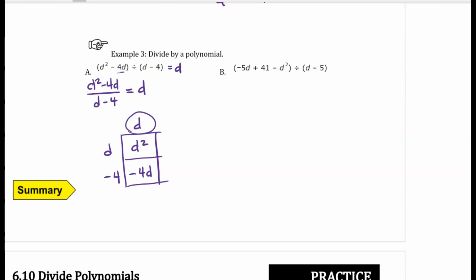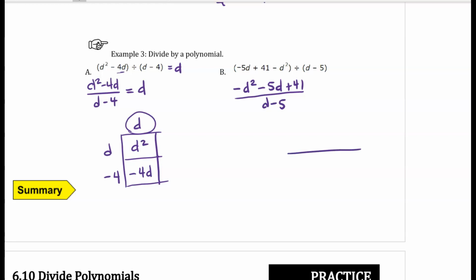Look at the next example. The more terms we have, the bigger our box is going to be. We also have to make sure that our terms are in order with the largest exponent first and then counting down from there. So I'm going to rearrange the terms in this first expression. I need to take the sign that's in front of the term with it. So I'm going to write the negative d squared first, then the minus 5d, and then the plus 41. And I'm going to go ahead and write this as a fraction, although you don't have to do that. These expressions are exactly the same thing.